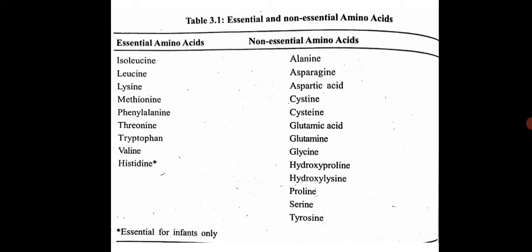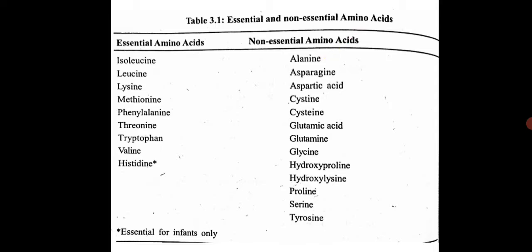Next is the essential and non-essential amino acid list. Now we have to see. In the essential amino acids, what comes? Isoleucine, leucine, lysine, methionine, phenylalanine, threonine, tryptophan, valine and histidine. These are all essential amino acids. 1, 2, 3, 4, 5, 6, 7, 8 and 9. Now the non-essential amino acids come with these.